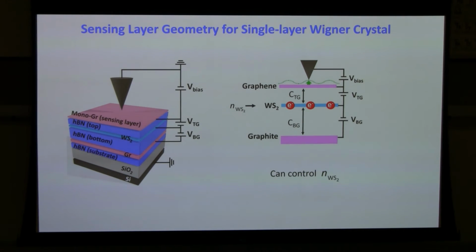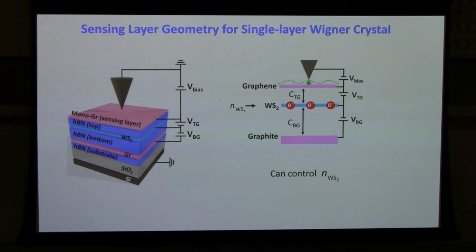This one right here. We took a single layer of tungsten disulfide and sandwiched it between two layers of boron nitride. We put graphite underneath as the backgate in this case, and then we put a single layer of graphene on top as the sensing layer. Really, this device is just two capacitors, one on top and one below. Just to remind you, the idea is that we want to change the number of electrons in the single WS2 layer, and image the effect that these electrons have on the graphene above, to see if we can image those electrons below by looking at how they alter the electronic structure of the graphene on top.